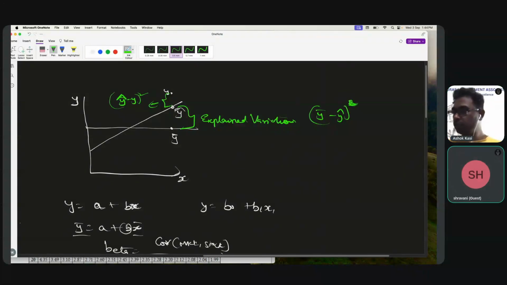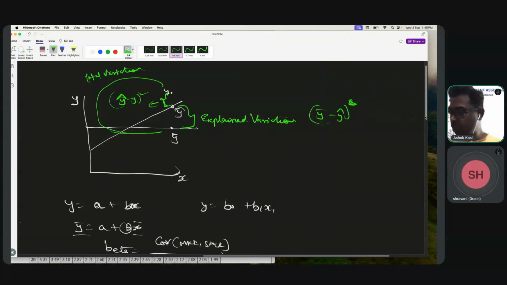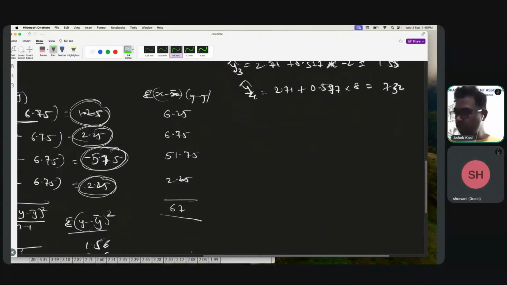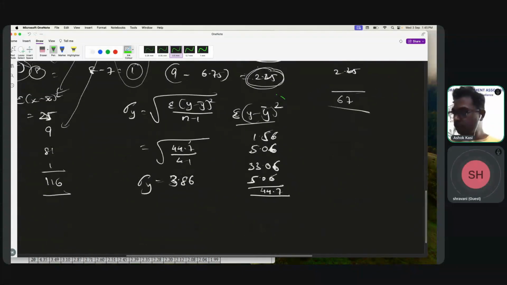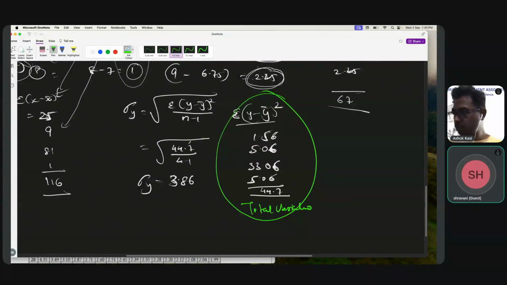Now it doesn't matter whether you are taking y hat first or y first, or y hat first or y bar first, because you are squaring it up. Okay. And this total is y minus y bar the whole square. This is total variation, which we have already calculated here. Y minus y bar the whole square, we have already calculated here. Total variation. Is it okay? Fine. Yes.